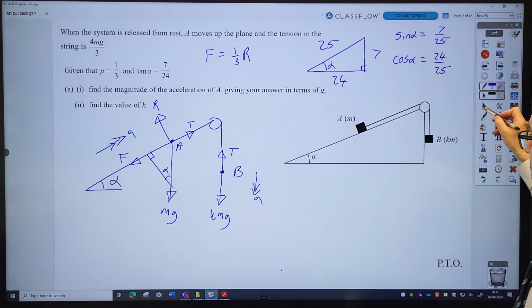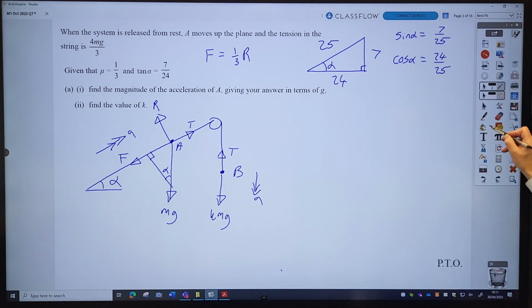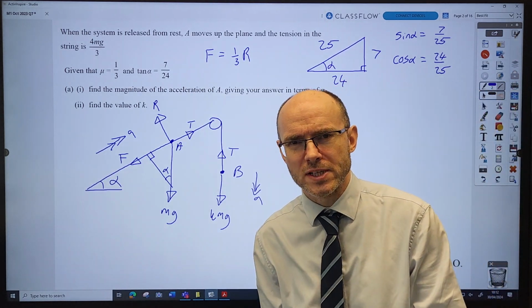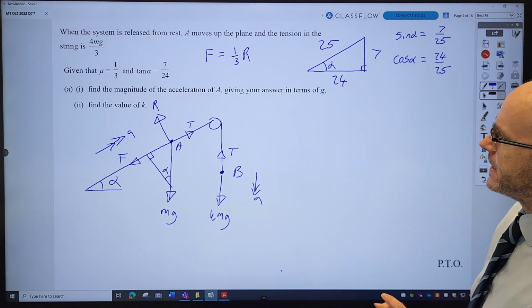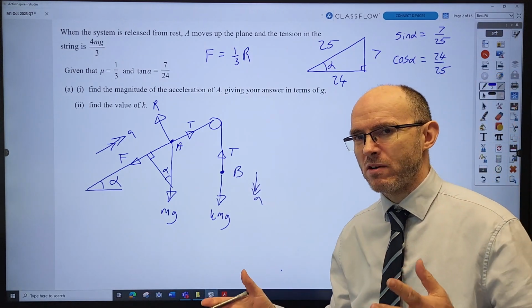I no longer need this. I'm just checking that I've recorded this correctly. Yeah, and ready to go. Ready to answer the question. Okay. Find the magnitude of acceleration of A. So we'd have to resolve both parallel and perpendicular.